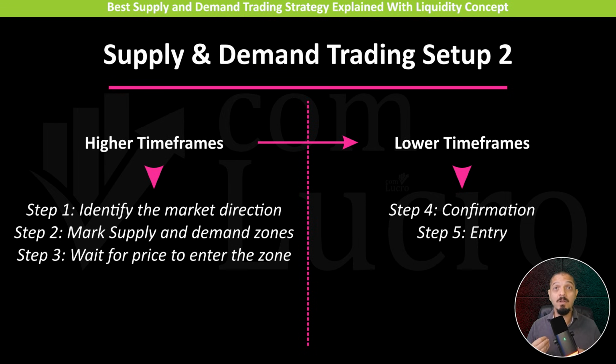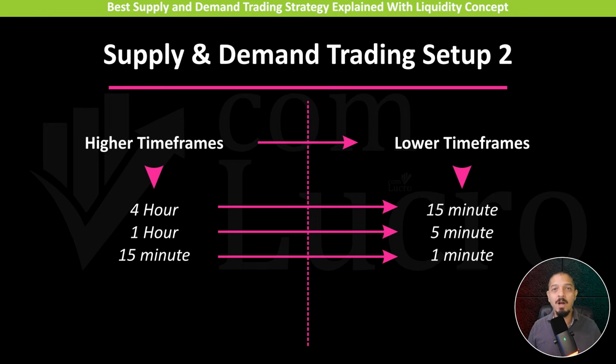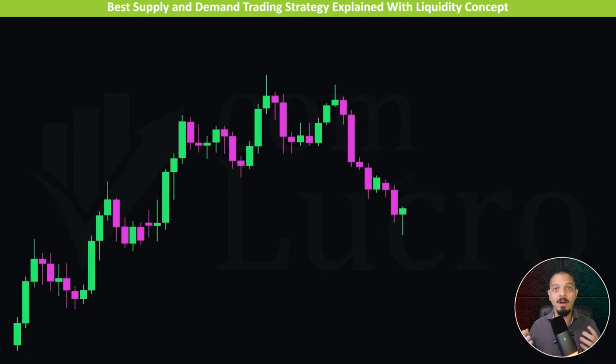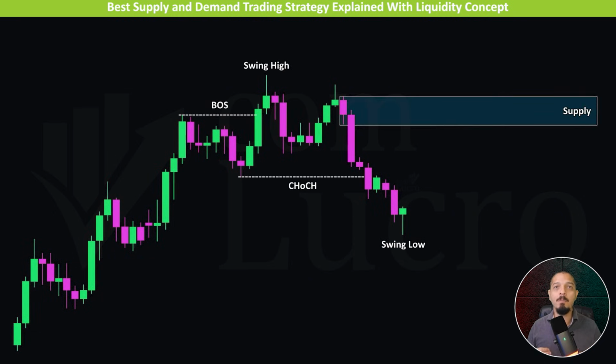Here are a few practical combinations based on trading style. For instance, if your higher time frame is the 4-hour chart, you can drop down to the 15-minute chart for execution. Now, let me walk you through how this works in practice. The first step is to identify the overall trend and mark the relevant supply and demand zones on your chart.